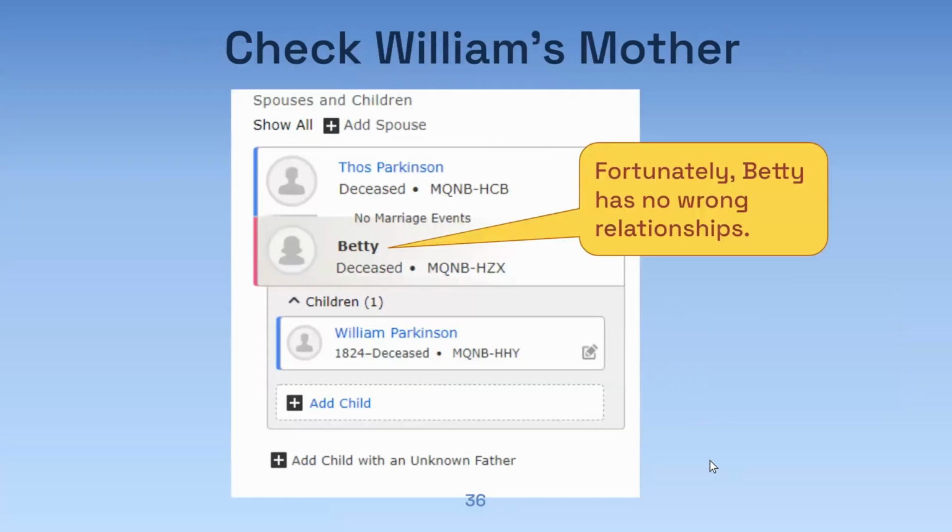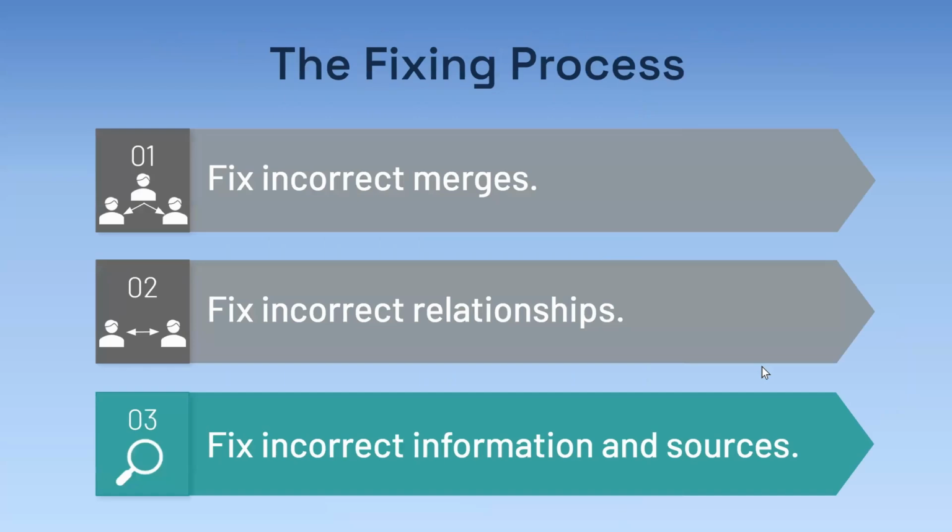Then I looked at Betty's page, and fortunately, she didn't have any wrong relationships either, so we were all good there and ready to move on to the final step. And that is to look at everybody that was involved in the bad merges, so that'd be William and his parents, and fix any incorrect dates or sources or locations or whatever doesn't match the original intended identity. We want to get rid of that and just leave what is good. And if there are any sources that need to be added, adding good sources can help prevent bad merges in the future. So we want to be sure to add any good sources that will help.